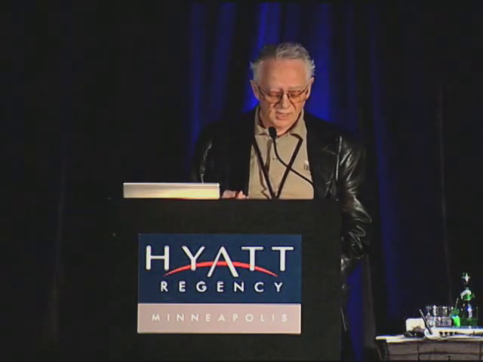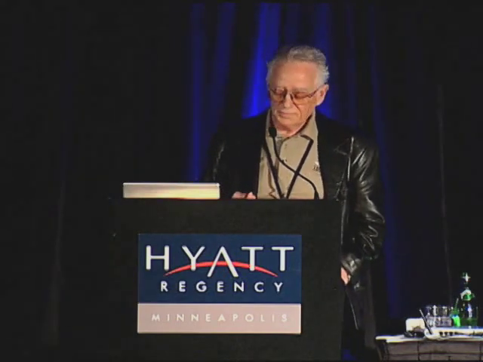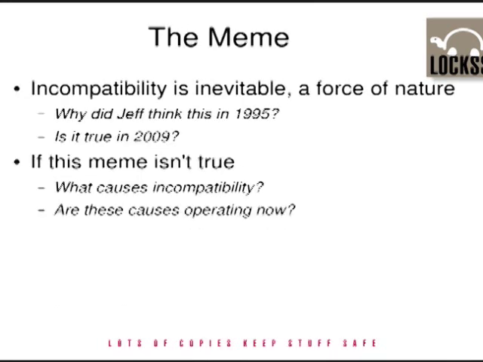So public attention was first drawn to the problems of digital preservation by Jeff Rothenberg's seminal article in the January 95 Scientific American. As he wrote this about the rapid, incompatible evolution of digital documents, Kirk's file system was already 16 years old with no incompatible changes. So notice the meme that Jeff is propagating, that in the digital world, incompatibility is like gravity. It's an inevitable, unending force of nature that can't be understood or resisted. The best we can do is to adapt to it.